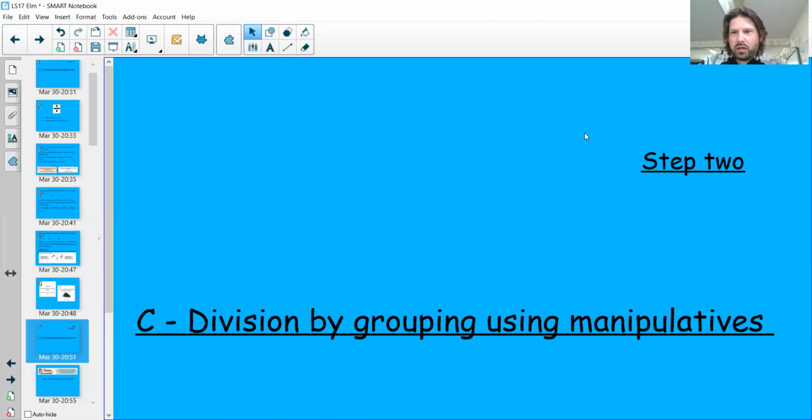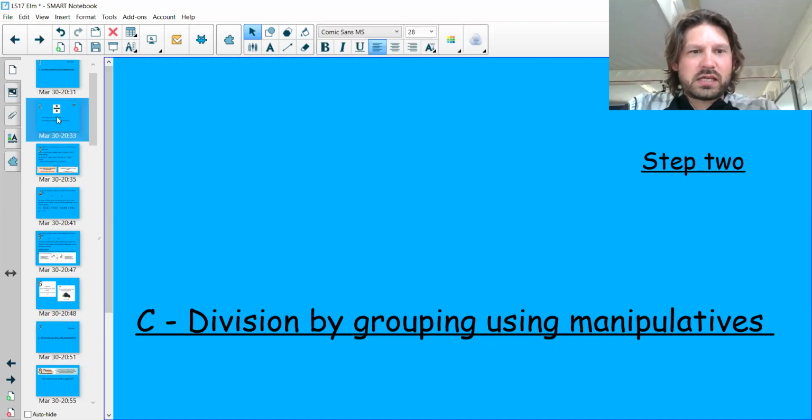So I'm going to be sharing my screen. Today we are doing step 2: division by grouping using manipulatives again. It will still be good if you have some manipulatives. As we discussed yesterday, you can have pasta or rice, but it's really small, or beads, or anything really. I'm using paper clips because that's easy in school, because my internet's so bad.